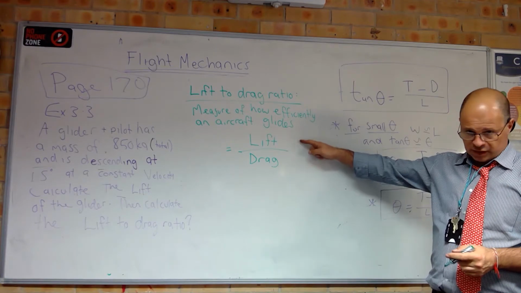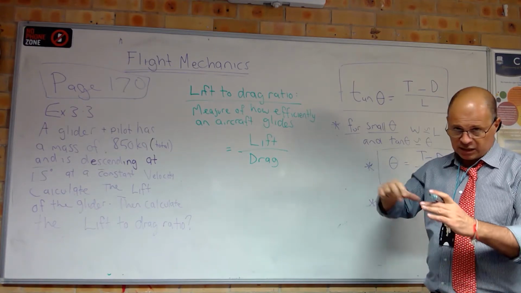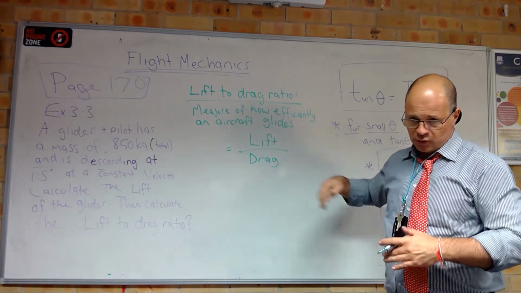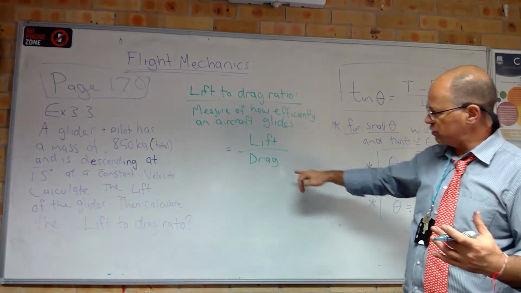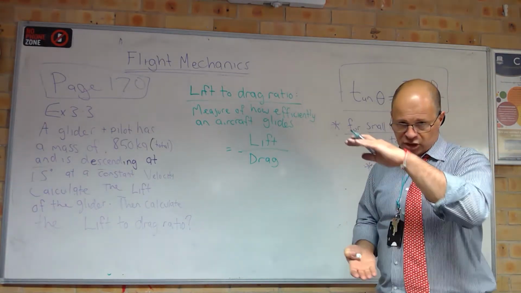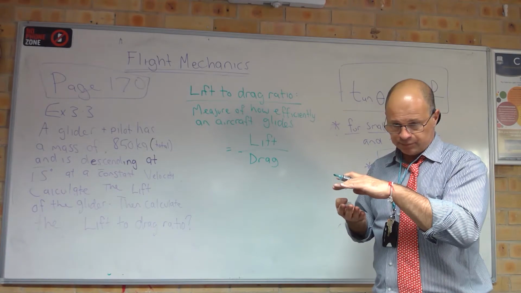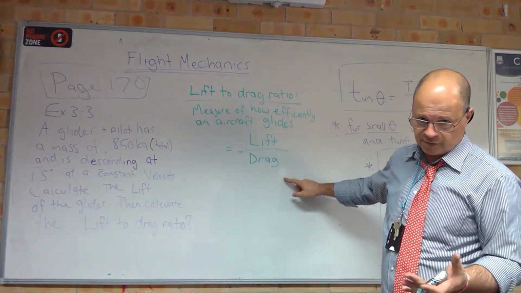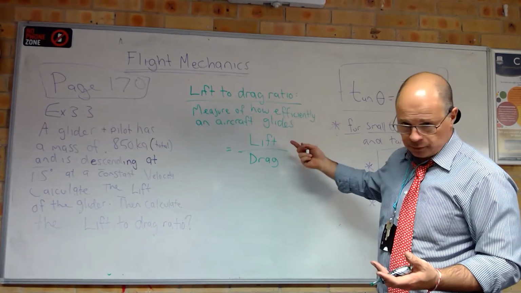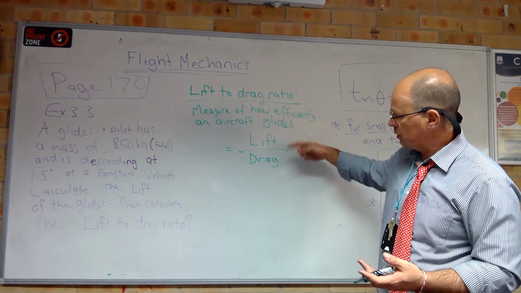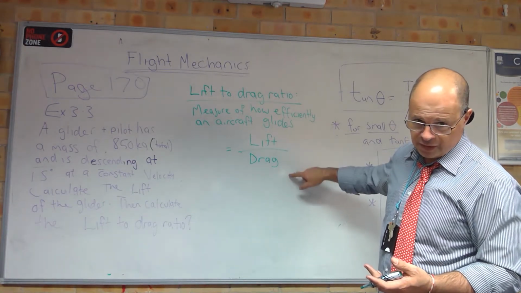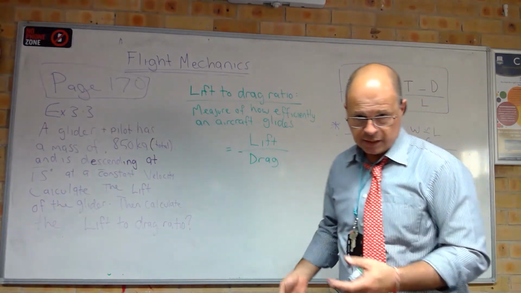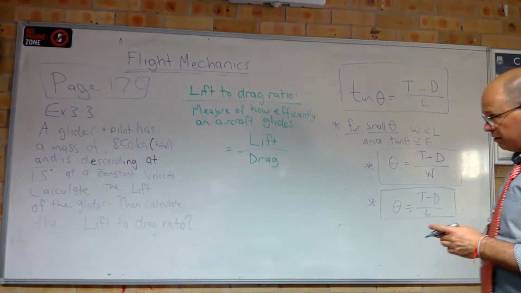Now, if the lift is really high and the drag is really small, we get a bigger number over a smaller number, so we get a bigger number overall. As the drag gets bigger, lift to drag ratio starts to get smaller and smaller. Okay, so we have 100 on top and 1 on the bottom. We'd have a lift to drag ratio of 100. If we double the drag and make it 2 and leave the lift at 100, we get 50. You can see the numbers are getting smaller. The aircraft will be gliding less efficiently.